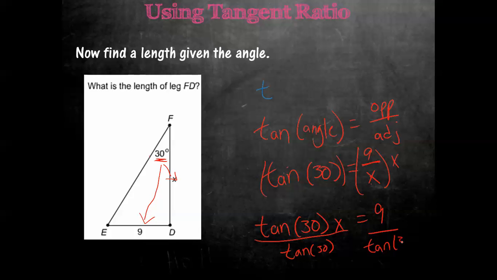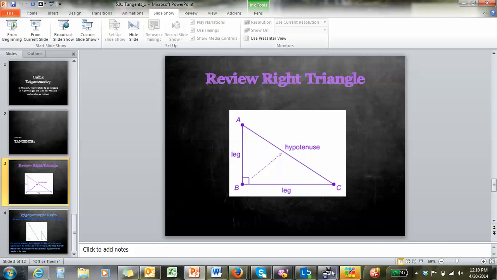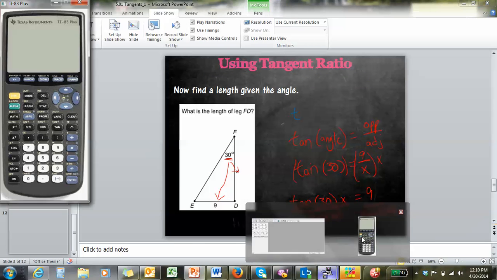Okay, now here is we don't really know what the trig ratio for tangent 30 is. This is something that you either need a trig table or you need a scientific calculator to do this one, okay? So use your scientific calculator and I'll show you real quick how this works. Get your scientific calculator up, okay?